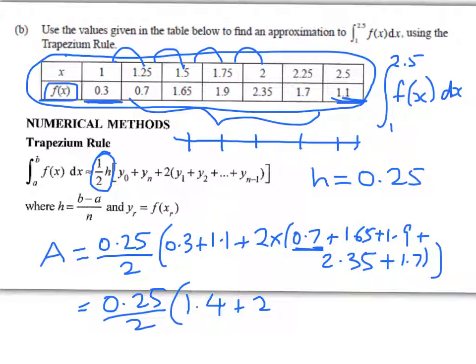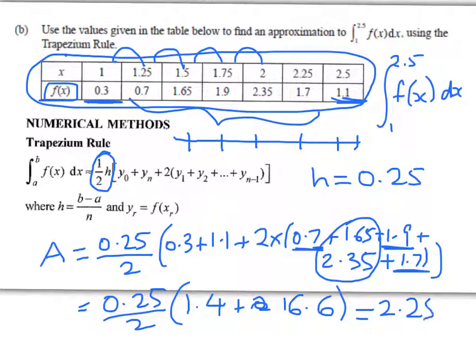We've got 0.7, 1.9, so 2.6, 4.3, and those two add to give us 4, so that's 8.3. Two lots of that is 16.6, right? So the whole lot inside the brackets is 18. I know you're just going to do that on your calculator. Just be very careful with your brackets when you're doing trapezium rule. And that gives us the area, which is 2.25. And we should just write units squared.